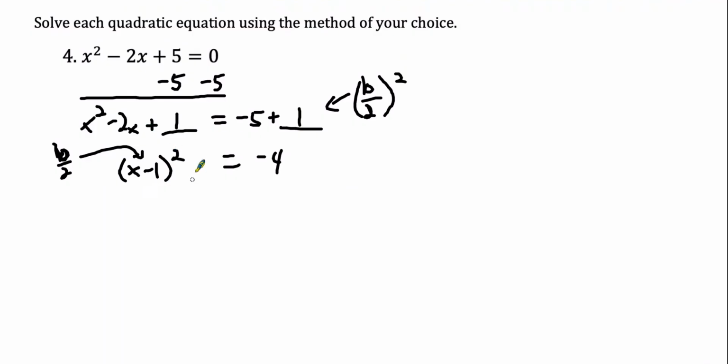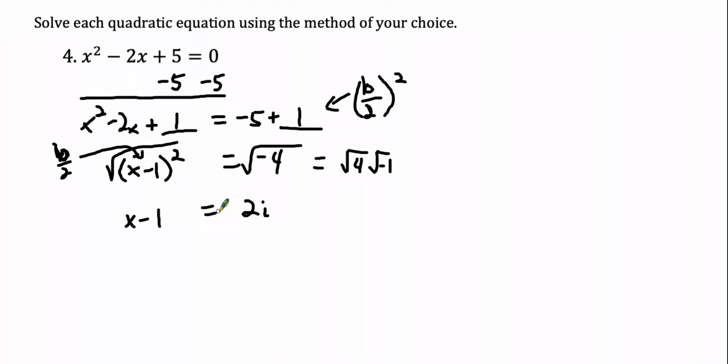From here, then, I can now just take the square root of both sides. So, on the left, square and square root cancel out. I just get x minus 1. On the right side, the square root of -4, well, I can simplify that into the square root of 4 times the square root of -1. So the square root of 4 is 2. The square root of -1 is i. And don't forget your plus or minus whenever we take a square root. So the square root of -4 is plus or minus 2i.